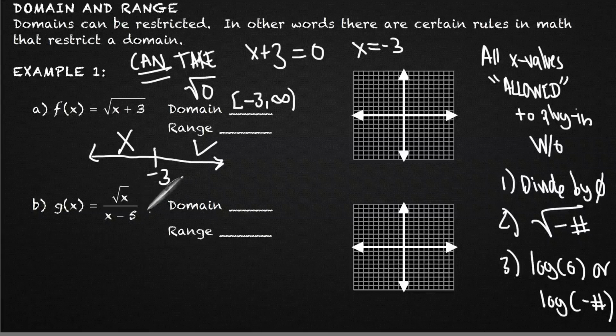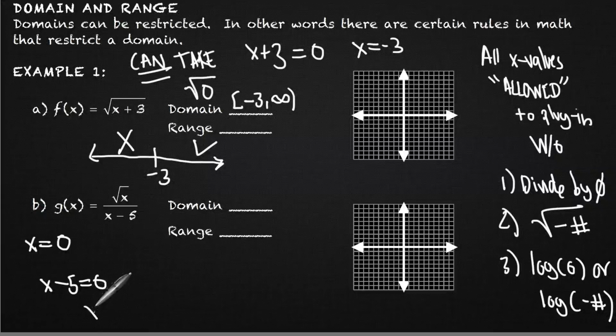All right, so now let's look at letter B. And what do we see here in letter B? We see 2 rules being violated, a divide by 0 and a square root. So we're going to take what's underneath the square root, which is just x, and set that equal to 0. Well, that just gives us 0. Then we're going to take the denominator and set that equal to 0.